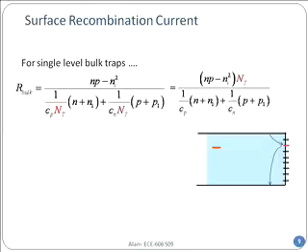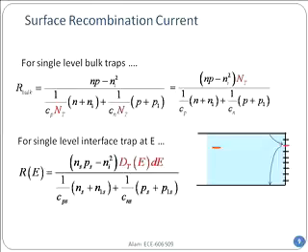So what I have done is I have flipped the NT up. That's the only thing I have done. Nothing else is done. I have flipped the NT up. Now for a single level, NT is the number of traps per centimeter cube, right? 10 to the power 16 per centimeter cube.